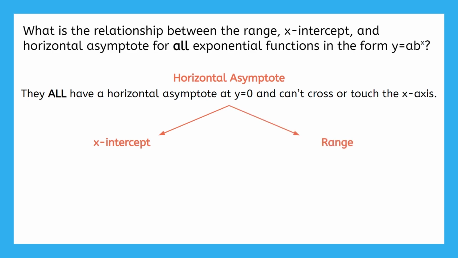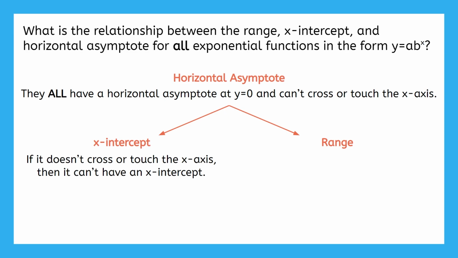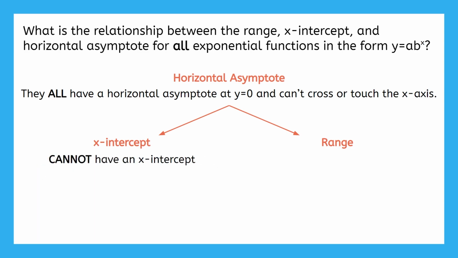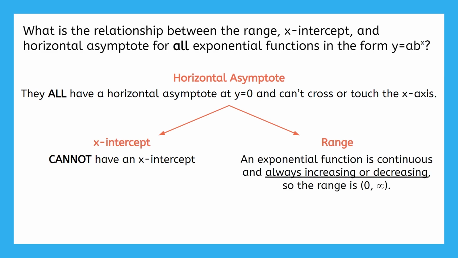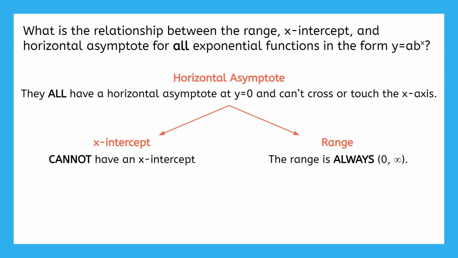For an x-intercept to exist, a function must cross or touch the x-axis. Since the graph of an exponential function doesn't cross or touch the x-axis due to our horizontal asymptote, an exponential function cannot have an x-intercept. The range of a function considers its y values. An exponential function is continuous and always increasing or decreasing, and since exponential functions cannot cross or touch the x-axis, the range has to be y values greater than 0, which we can always write as 0 to infinity.